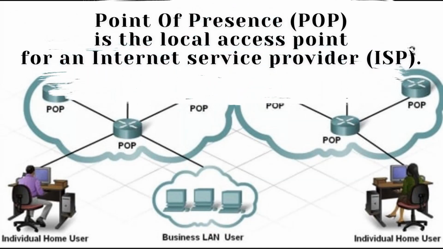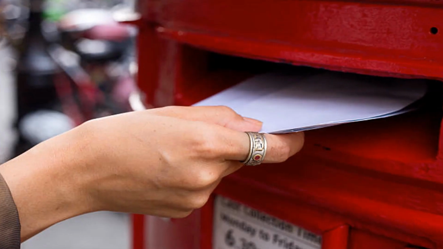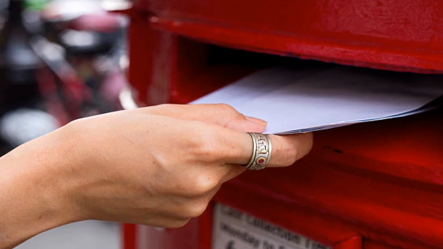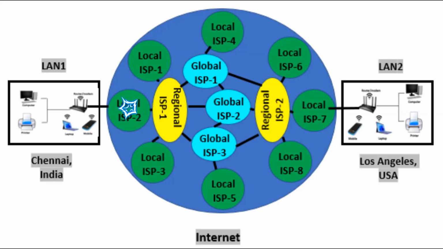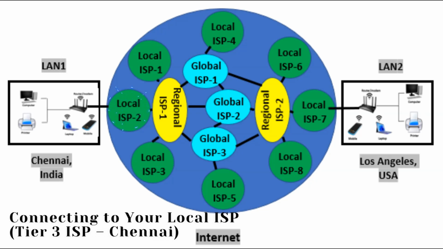POP is the local access point for an Internet Service Provider, ISP. Just like when you send a letter, you first drop it at the nearest post office. Here, your local ISP is like that post office, making sure your data gets sent to the right place. Connecting to your local ISP, Tier 3 ISP, Chennai, is completed.